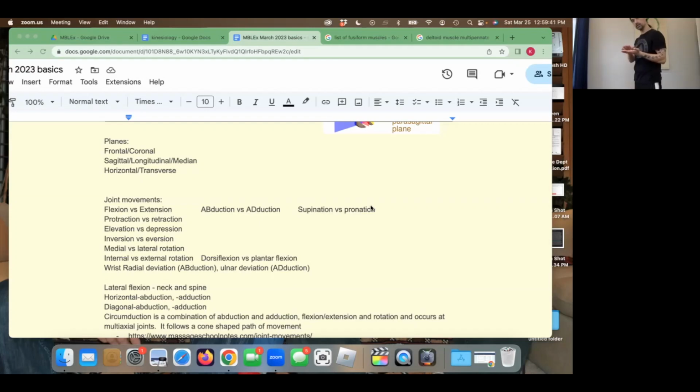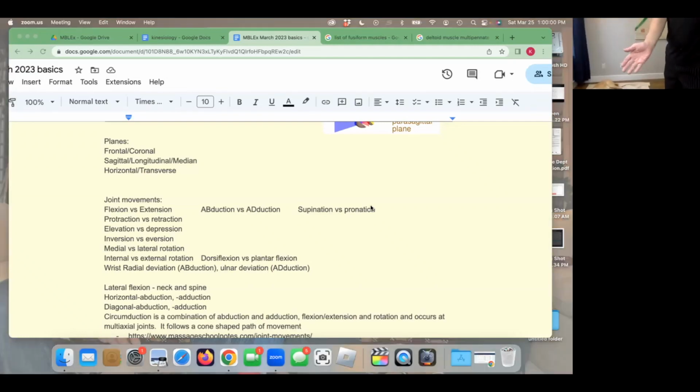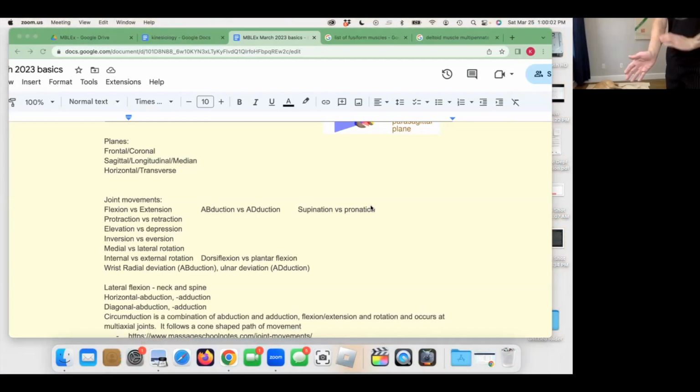Remember the orientation term, this is supination, and this is pronation. Right? Flexion and extension of the wrist. For the wrist, there's also a special term, which is ulnar deviation and radial deviation. So a little bit closer, that's ulnar deviation and radial deviation. This is the radius, and this is the ulna. Ulnar and radial deviation.